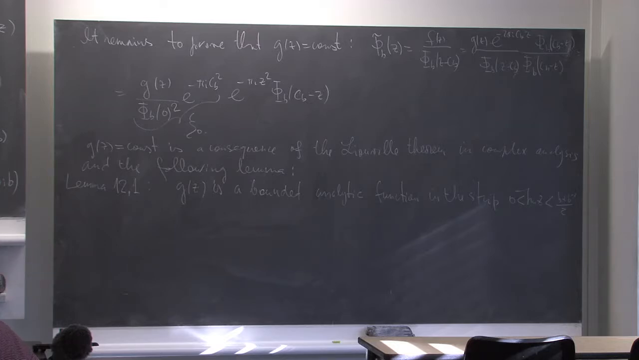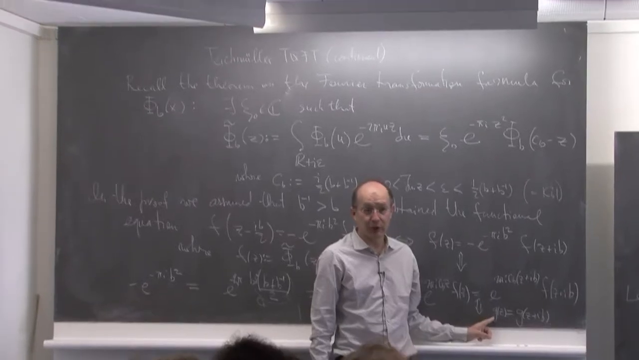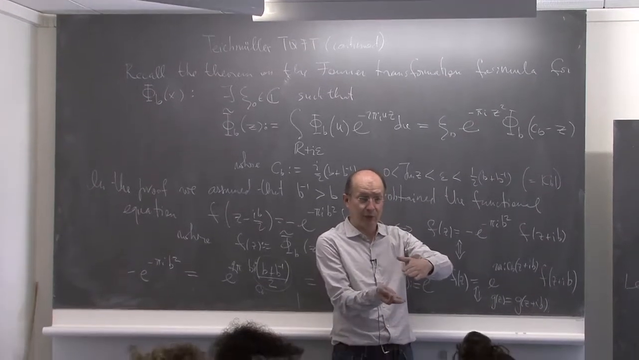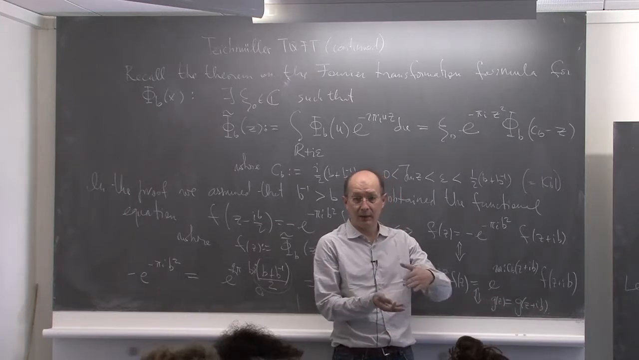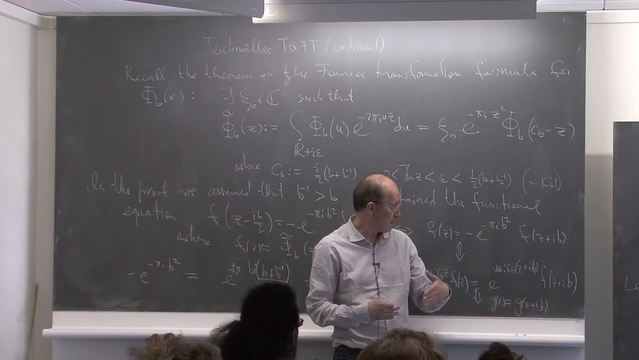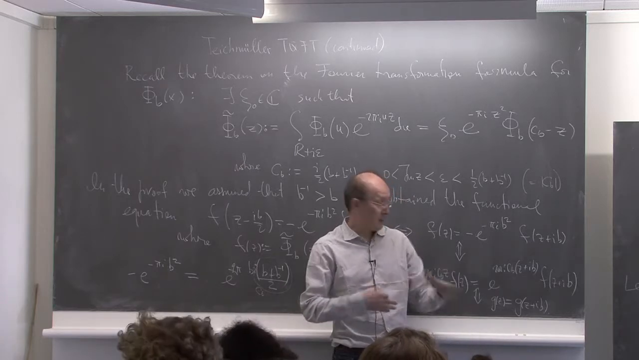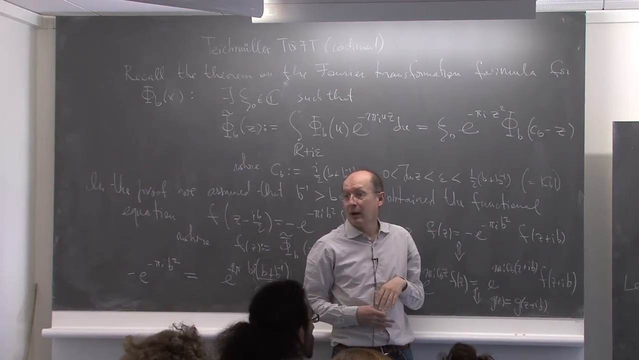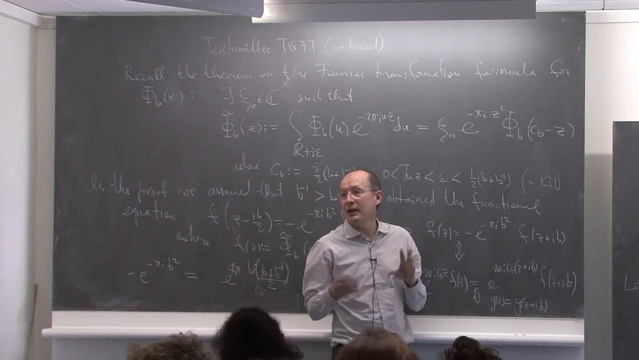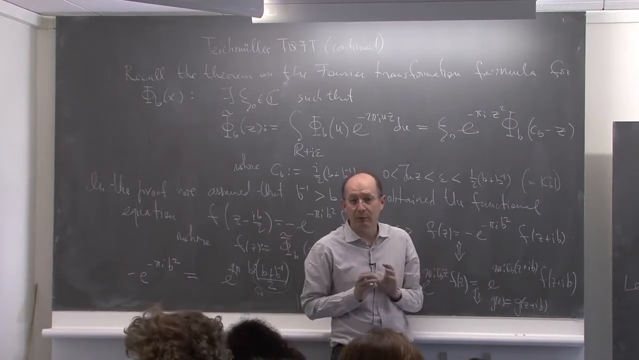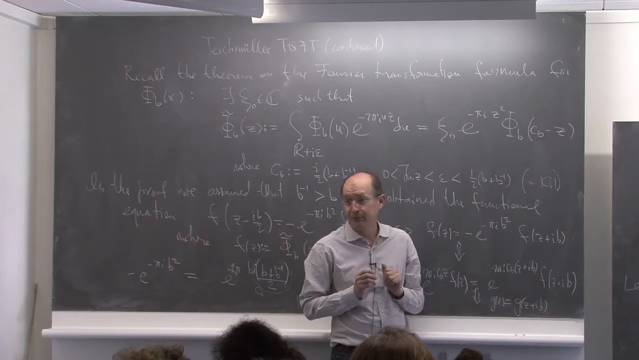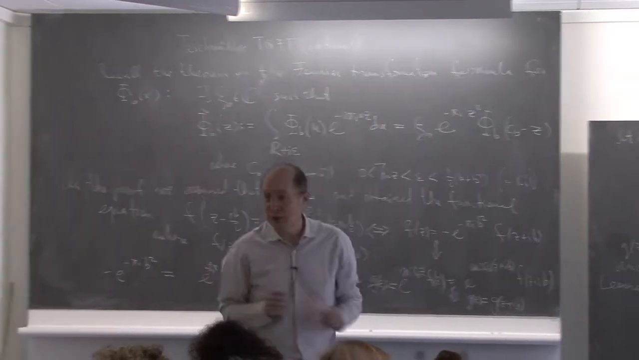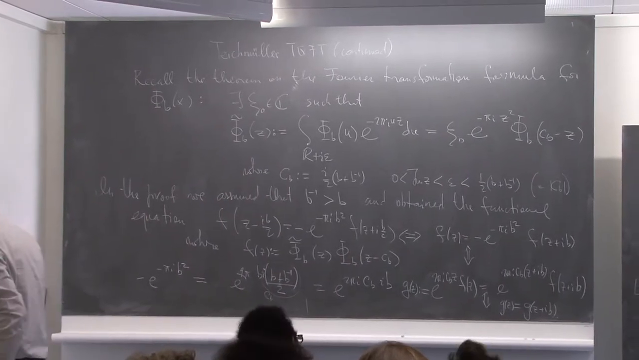Why does this lemma imply it? First of all, the lemma implies that g of z is bounded on the whole complex plane because it satisfies this functional equation. So if it is bounded in the strip, which is wider than the value of b, then by the IB periodicity, it is bounded on the whole complex plane. And the only bounded analytic function on the whole complex plane by Liouville theorem is a constant function. So what remains to do for us is to prove this lemma.